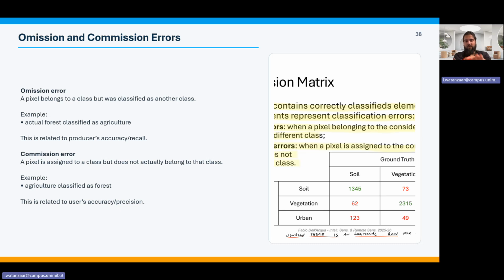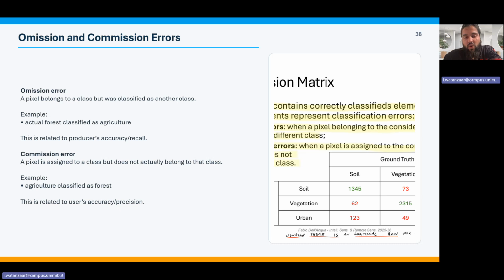The opposite example of the above one: actual forest classified as agriculture, but here agriculture is classified as a forest. If you see, this is a little bit different. Over there, the actual was forest, but it was classified as agriculture. Here, agriculture is classified as a forest. These are two main different things, even though they go in opposite directions. Here the agriculture is not actual, because we are failing to do the right thing.